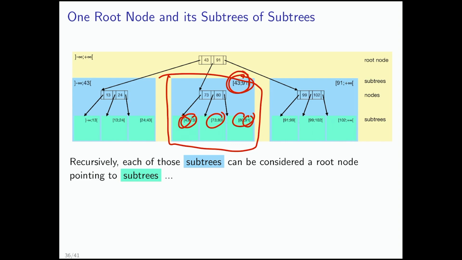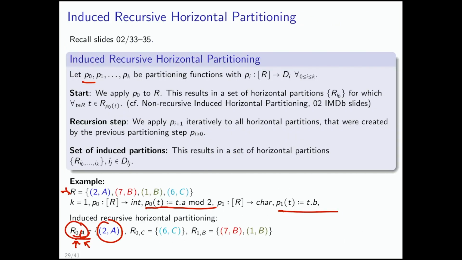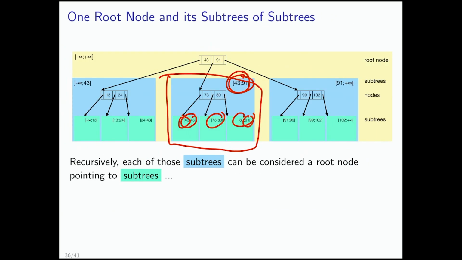But what's the relationship to the induced recursive horizontal partitioning I showed before? What is the relationship of this to this partitioning? Yeah, when you look at, what slide was that? Yeah, that's how we started, induced recursive horizontal partitioning. And I said, okay, we have a couple of these partitioning functions, and then we can apply that, and then we end up with these partitions somehow. And then we talked about indexing, and now we end up with something like that. So what's the relationship of the 2 concepts?